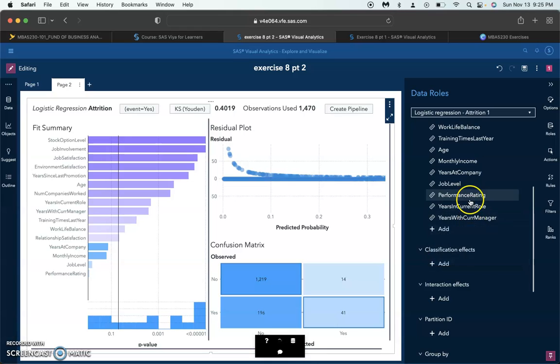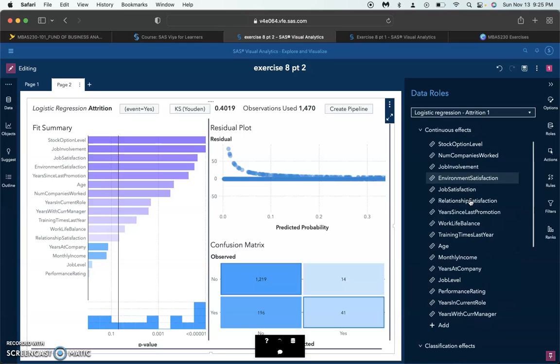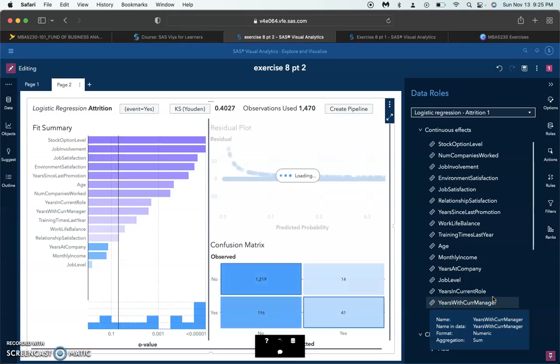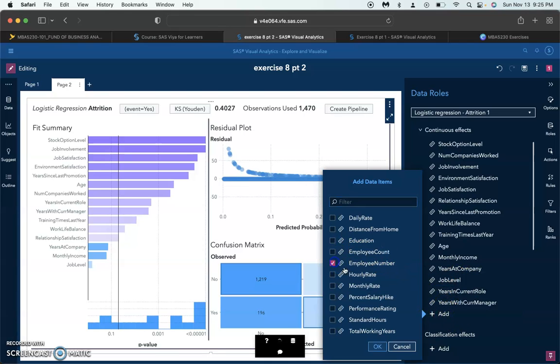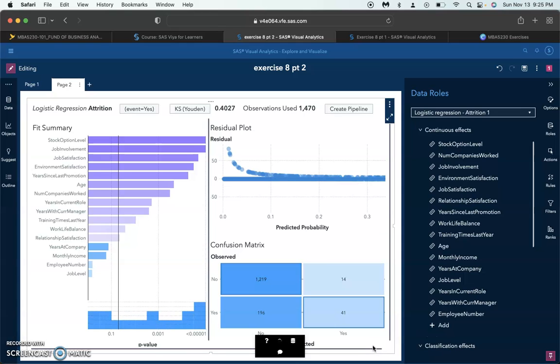Actually, I'm going to take out performance rating this time to see if that helps. See if employee number will help. I really can't tell a difference, or I can't get it to around 0.5, so I would have to go back in and try to see if I could get it to that desired area.